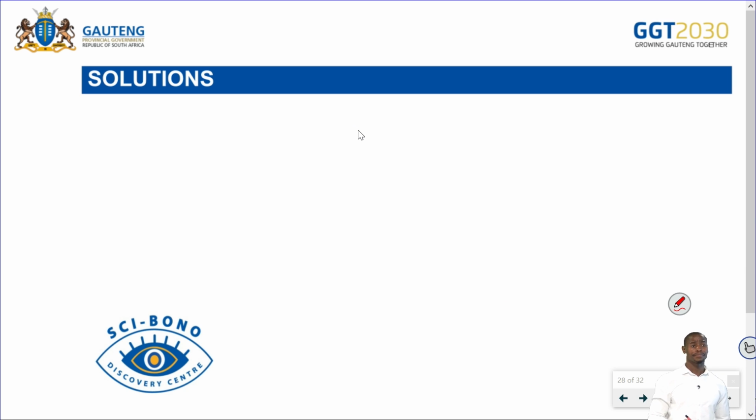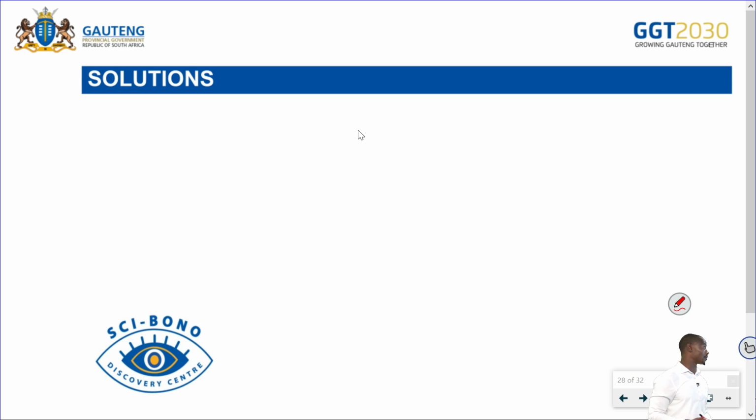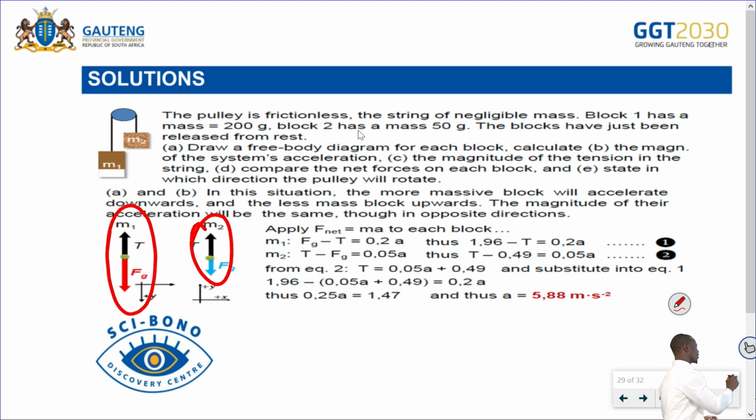And then second question, calculate the magnitude of the system's acceleration. Please, learners, be careful when it comes to this problem. Let's check your free body diagram. You can see the tension is acting up, even here the tension is acting up. So please be careful when you write the equations, because we said you need to treat each object separately. So you must have an equation for each object, right?